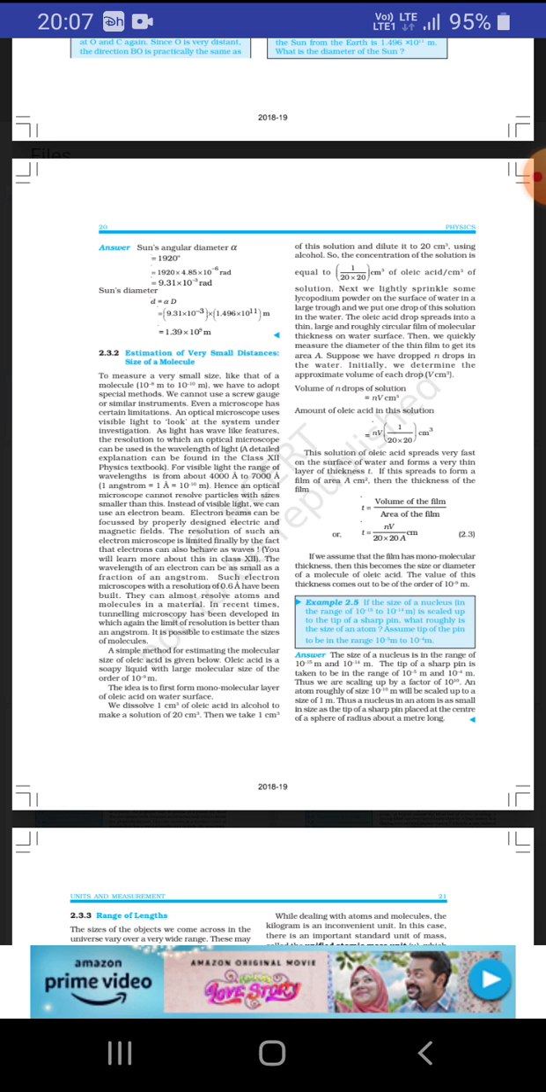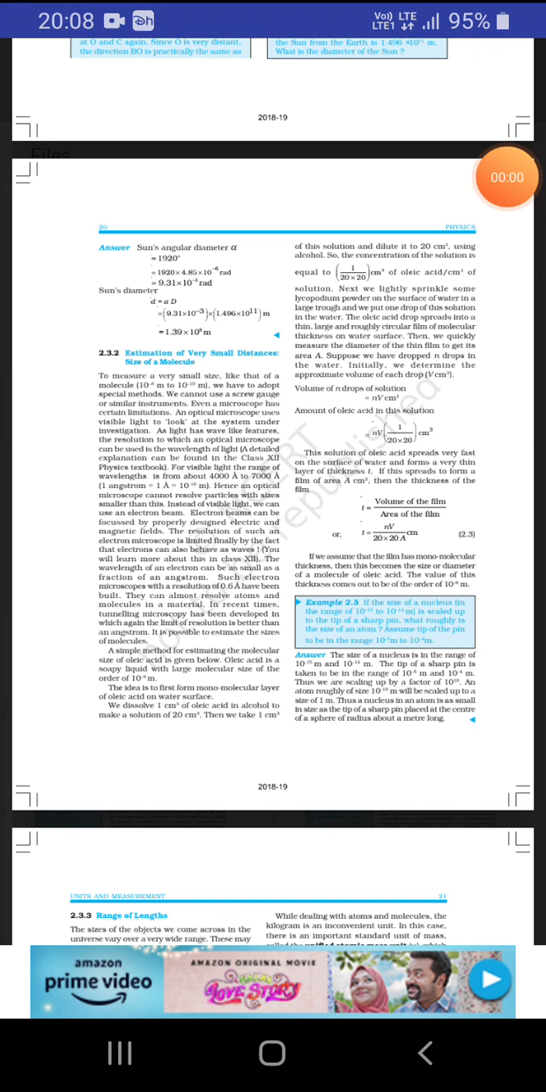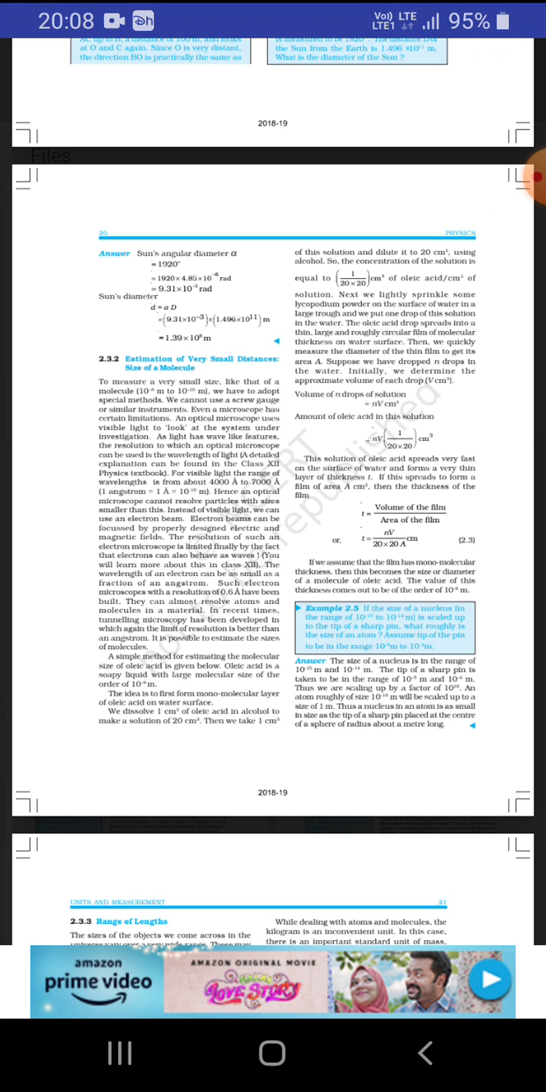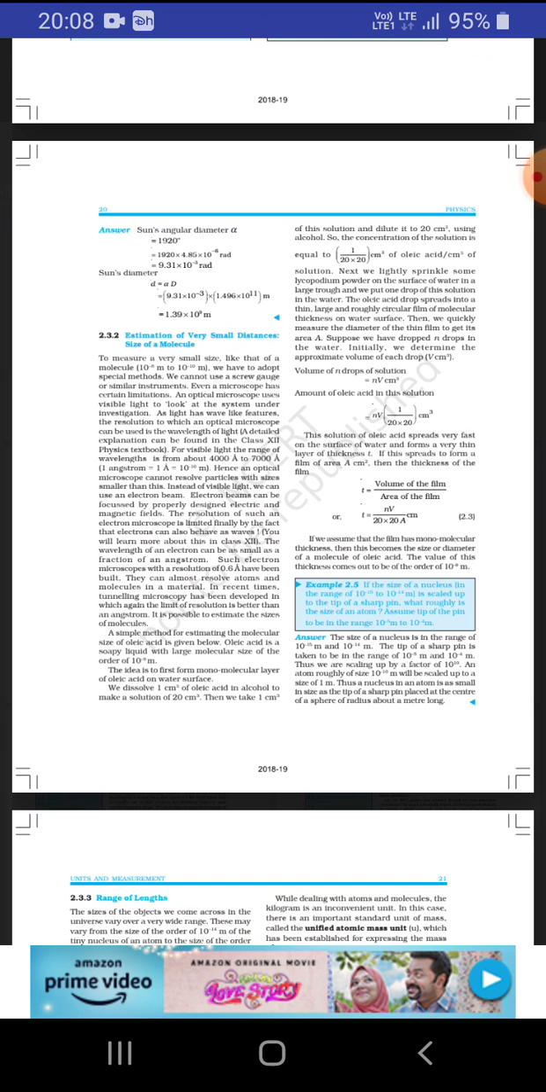The volume of n drops of solution is equal to nv cubic centimeter. Initially we determine the approximate volume of a drop, and we also have to find the amount of oleic acid in the solution. So the oleic acid concentration is 1 by 20 into 20 cubic centimeter. When we solve this, we get the thickness t equal to nv by area, which is of the order of 10 to the power minus 8 meter. Next is the range of lengths.